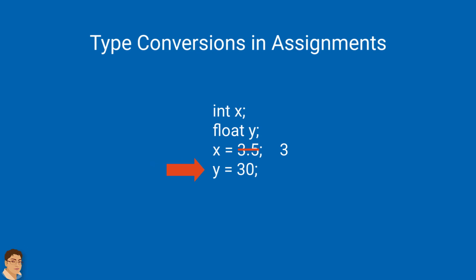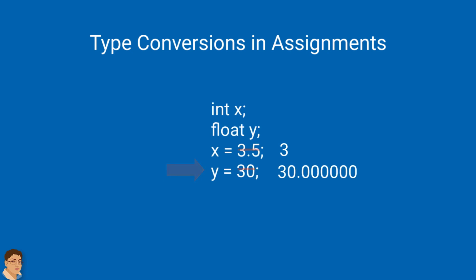Exactly opposite happens in the next statement. Here, 30 is promoted to 30.000000, that is 6 zeros after decimal point, and then stored in y, since y, being a float variable, cannot hold anything except a float value.